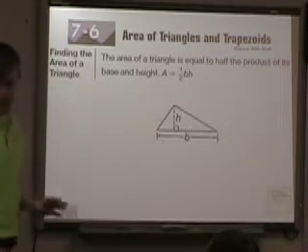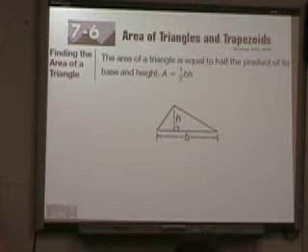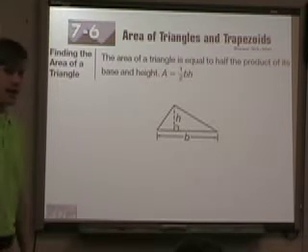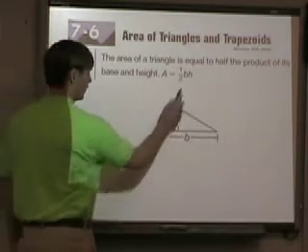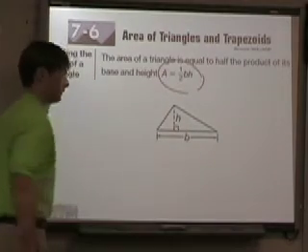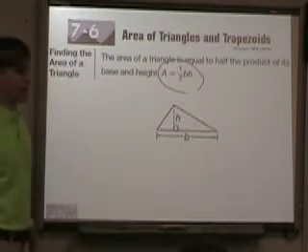Okay, so I want you to copy this. This says the area of a triangle is equal to half the product of its base and its height. So the main thing you need is this formula. Area equals 1/2 base times height.